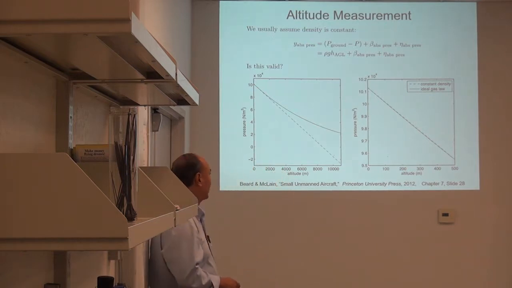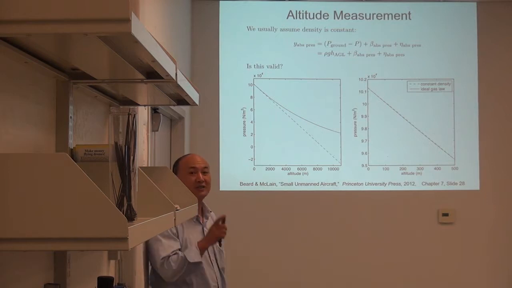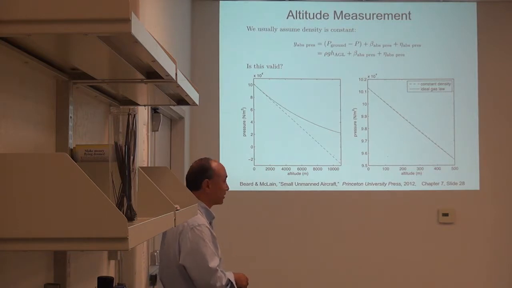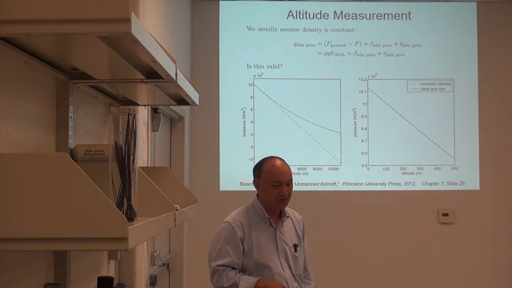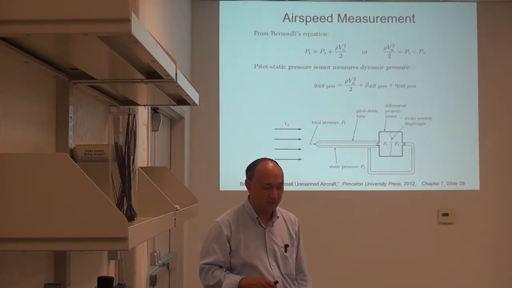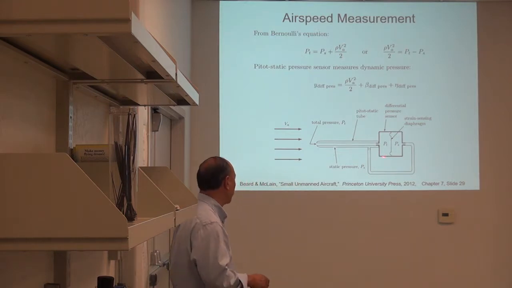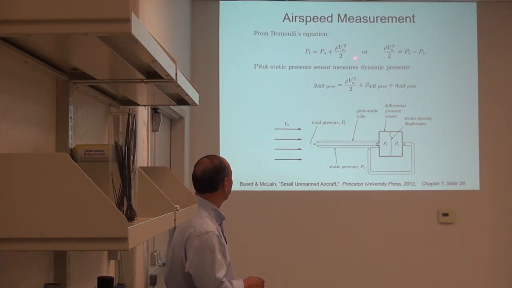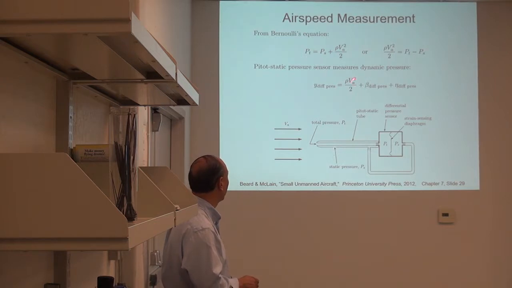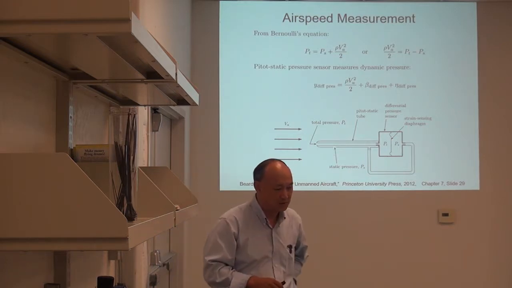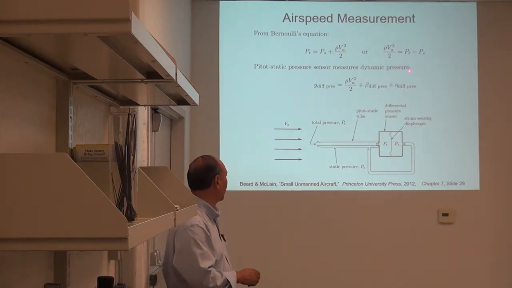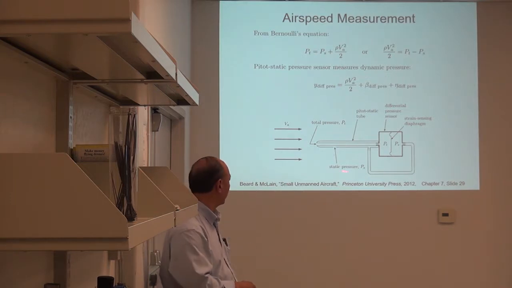I should say here that it's not accuracy, but linearity. It's quite linear. But when the height is very high, the difference is very big, and you should correct that. So that's the altitude measurement. And for the speed measurement, the pitot tube, I think we mentioned this before. It is a square. This is the dynamic pressure, the difference of the pressure. The pitot static pressure sensor measures the dynamic pressure.